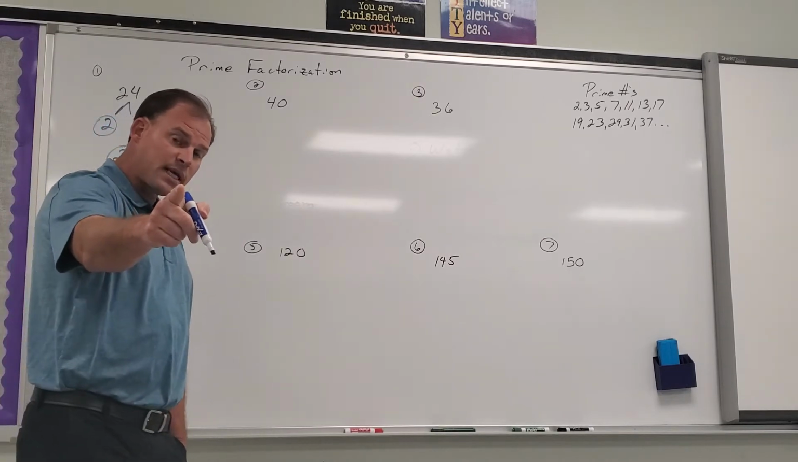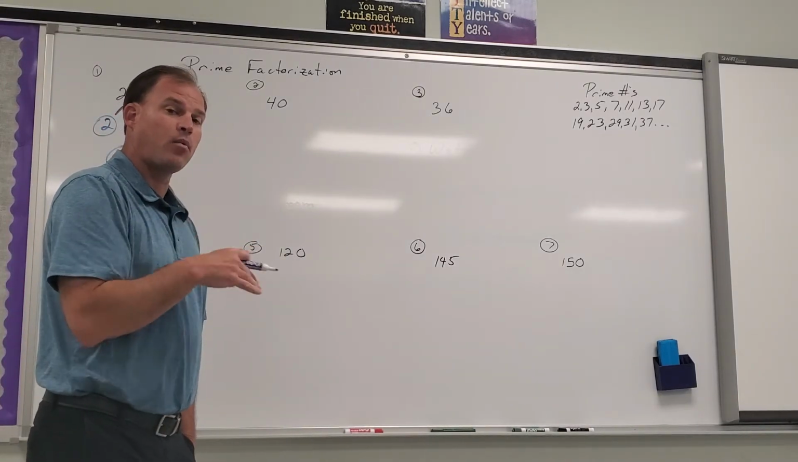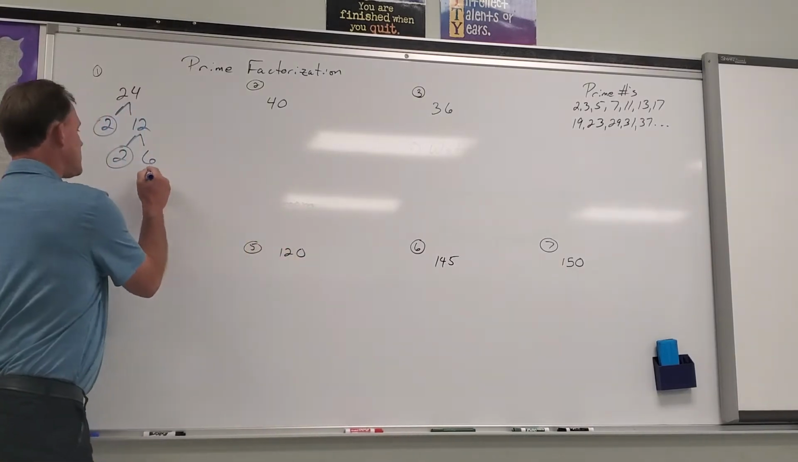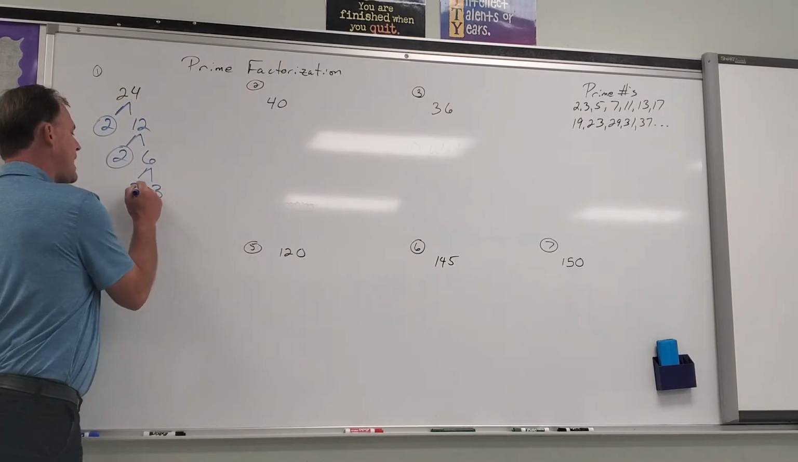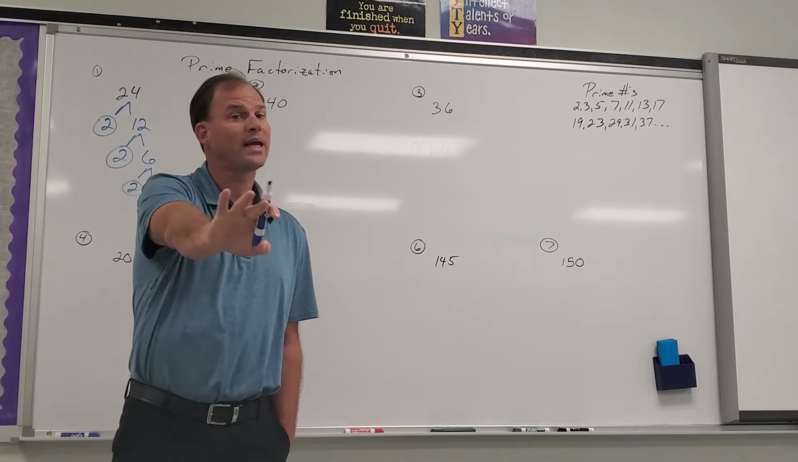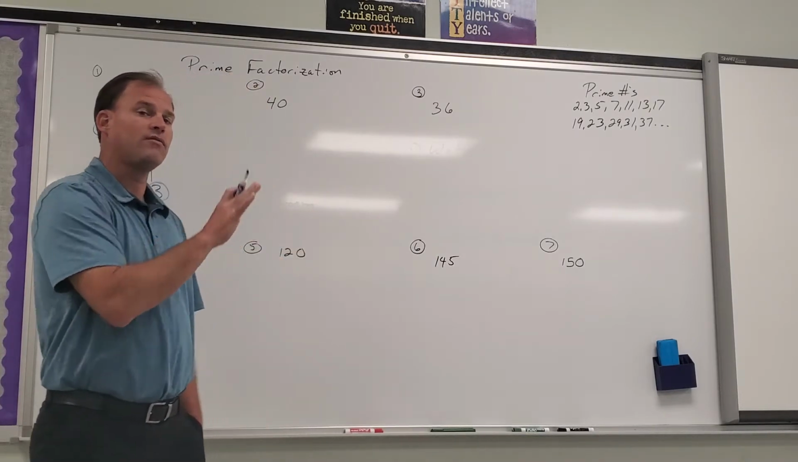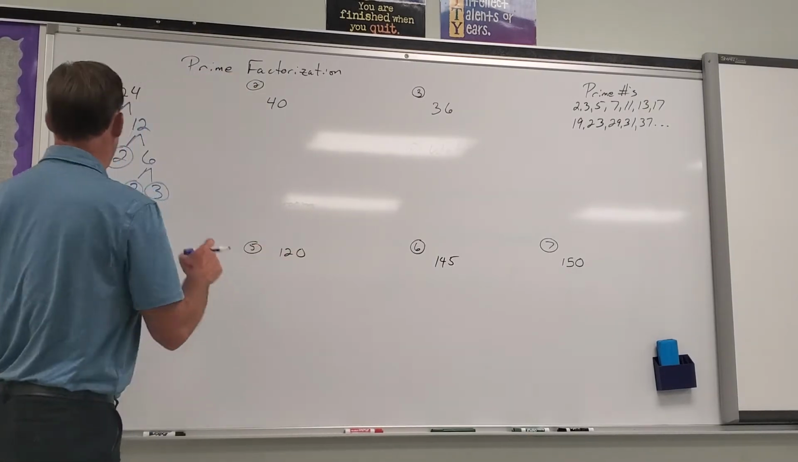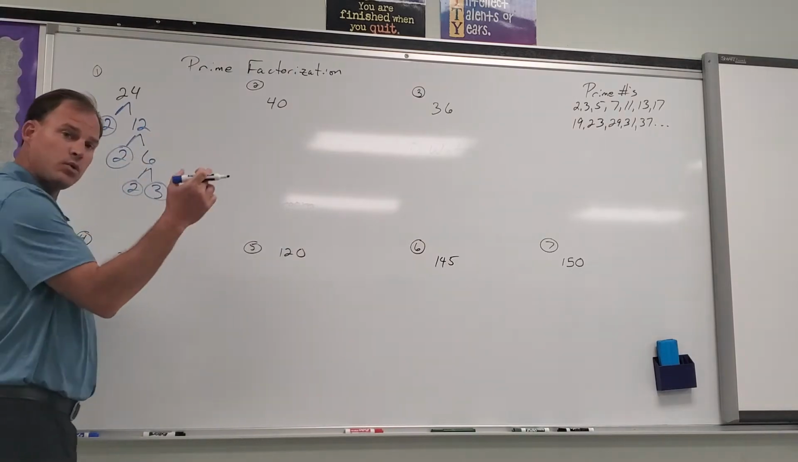Be careful with 6. A lot of people goof it up. Remember, we're multiplying here, so 6 would be 2 times 3. That's multiplying. Don't do 3 and 3, that would be adding. Remember, all of this prime factorization stuff's multiplying. So I've got 3 2s and a 3.